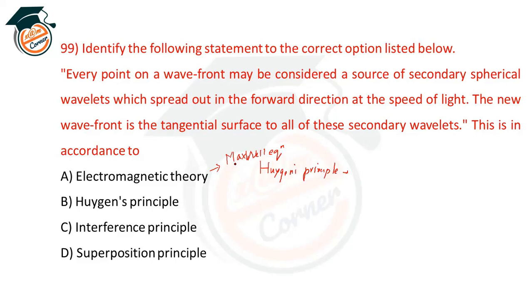Then there is the interference principle. The interference principle is related to when there are two waves of the same frequency, simultaneously present at the same place, and they are coherent. If they are coherent, then interference will happen. This principle is called the interference principle. Next is the superposition principle. We apply the superposition principle where there are linear systems.